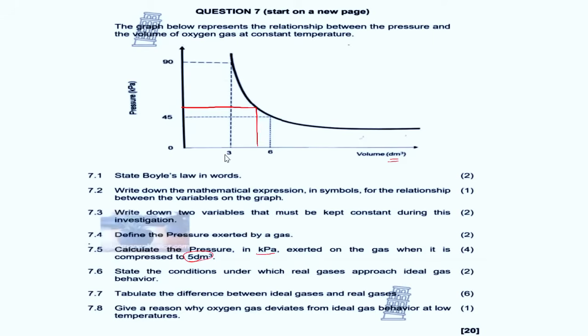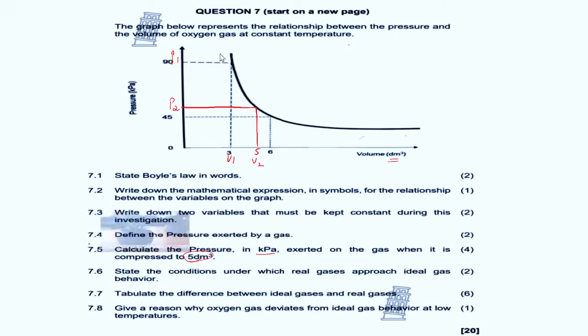We can say this will be our V1 and it will correspond to our P1. So we'll be using these values here. And then that means what we have here, the 5 dm cube, will be our V2. And then what we are looking for would be the P2, right? Now, there are two ways in which we can calculate this. We can use these values 90 and 3, or we can use the 45 and the 6 here, right?